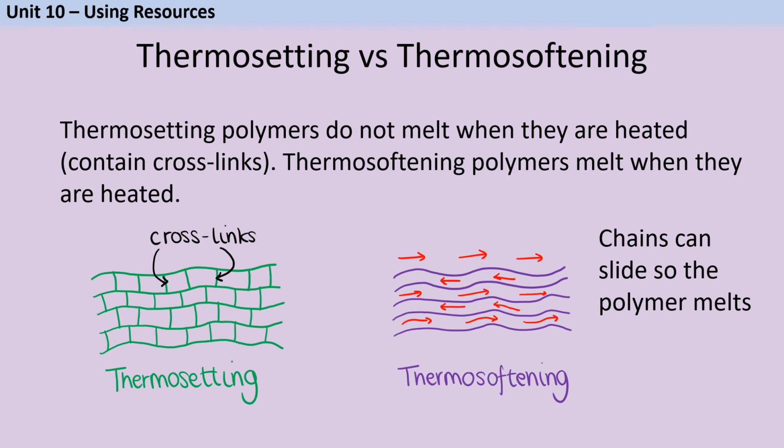Now, if a polymer has these crosslinks, it's described as thermosetting, whereas if it doesn't have them, it will be thermosoftening. So as the name suggests, when a thermosoftening polymer is heated, it softens and it melts. Whereas if a thermosetting polymer is heated, then it doesn't melt, instead it chars and burns.